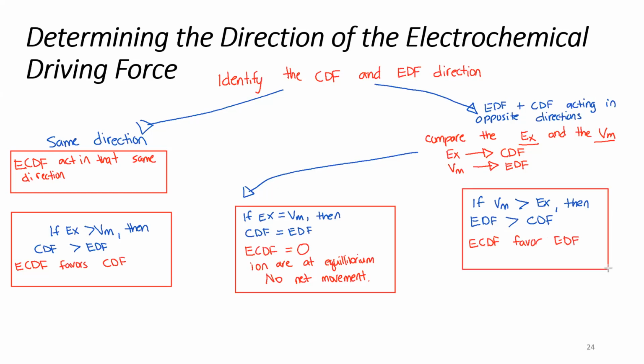So this is how we determine the overall direction of the force when we combine both parts of the equation, so both electrical and chemical forces. Then we figure out, based upon the direction of each of those forces and the value of the membrane potential and equilibrium potential, whether the movement of the particle will favor the chemical driving force or the electrical driving force, okay?